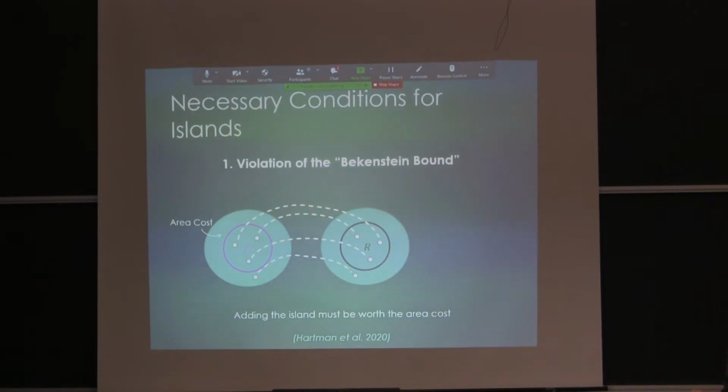This can only ever be favorable if adding the island is worth the area cost, in that it decreases the matter entropy term enough. And this will be true, for example, if there's a bunch of entanglement between the gravitating spacetime and the reference spacetime. And so that translates into a requirement on the matter entropy inside the island. So the matter entropy in the island needs to exceed the area cost of the island. So that's the first condition, that the Hartman et al. paper calls the violation of the Bekenstein bound.